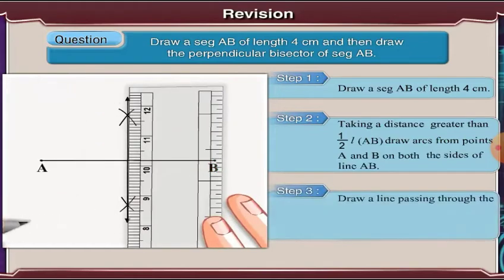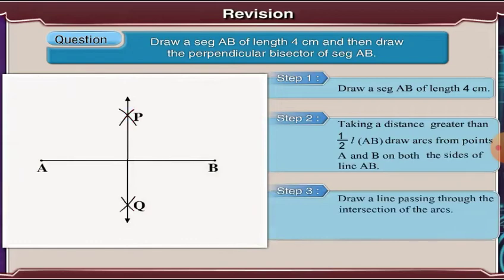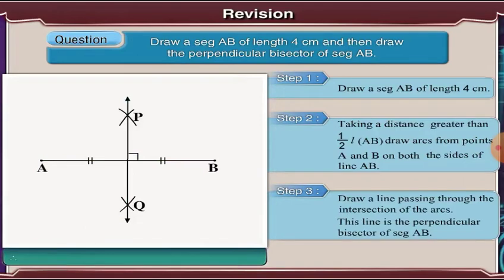Now draw a line passing through the intersection of the arcs. This line is the perpendicular bisector of segment AB. Therefore, line PQ is the perpendicular bisector of segment AB.